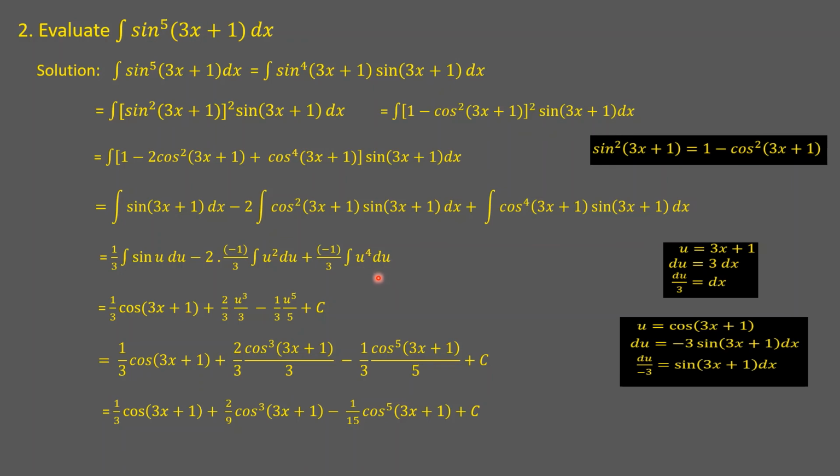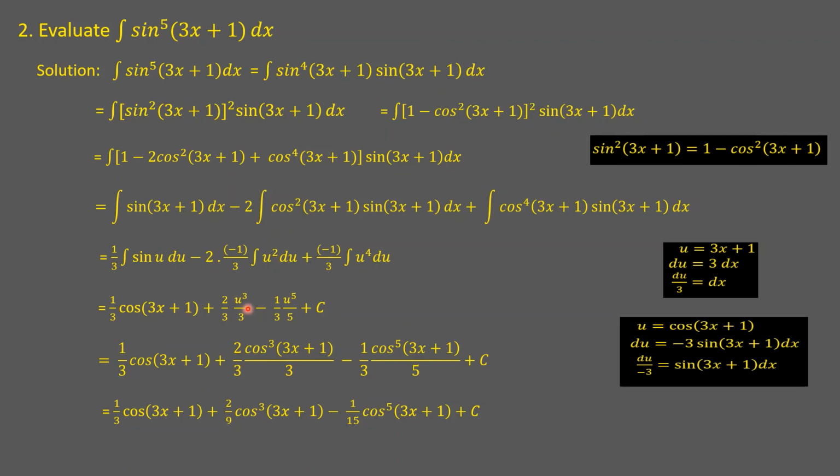Now, evaluating the integrals, for the integral of sine u du, we will just have negative cosine u, but u is 3x plus 1, hence we have 1/3 cosine of 3x plus 1. As to the second integral, the integral of u squared du, we apply the power rule, giving us u cubed divided by 3. So this term will be a positive 2/3 times u cubed over 3. And then the last term will be negative 1/3 u to the 5th over 5 plus c.